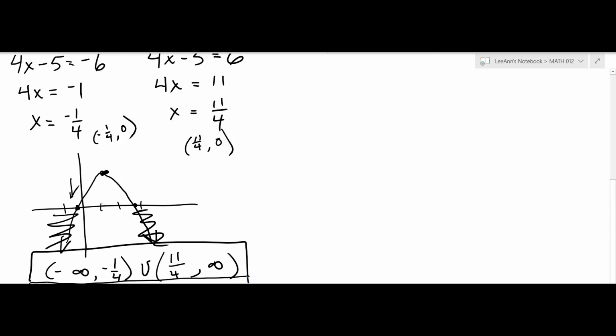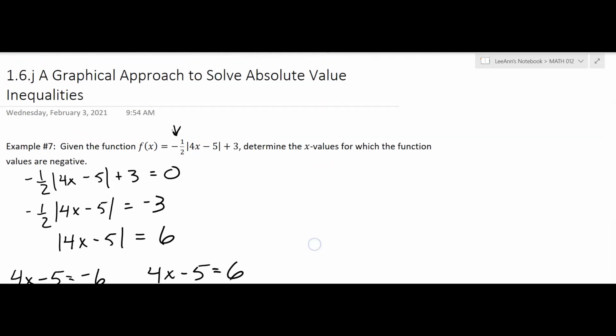That might not be the easiest way to look at it. And by the way, your book uses decimals. I would just use the fractions, but okay. And then we write that in the interval notation. Now let's look at it algebraically. Okay, so we're going to scroll up, and we're going to go the algebra way. So we're saying we want this function to be negative. -1/2 absolute value 4x minus 5 plus 3 is, let's see, we want it to be negative, less than 0.